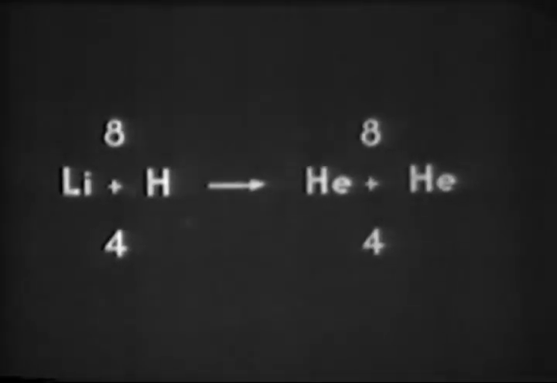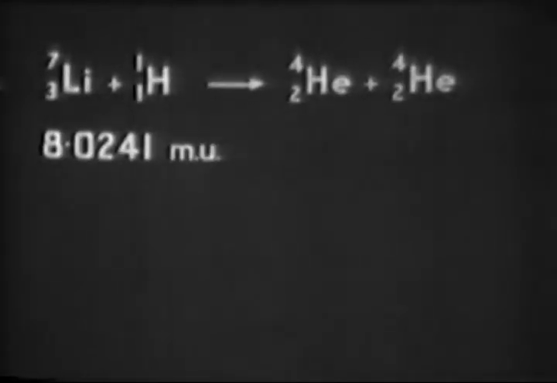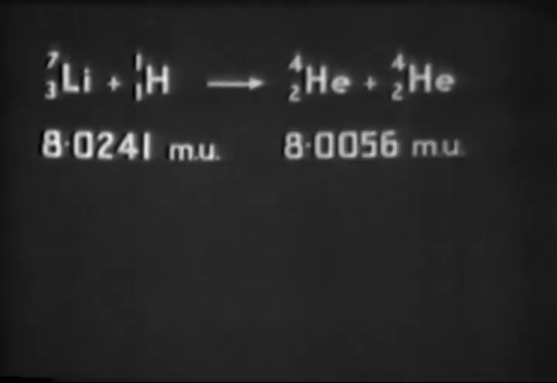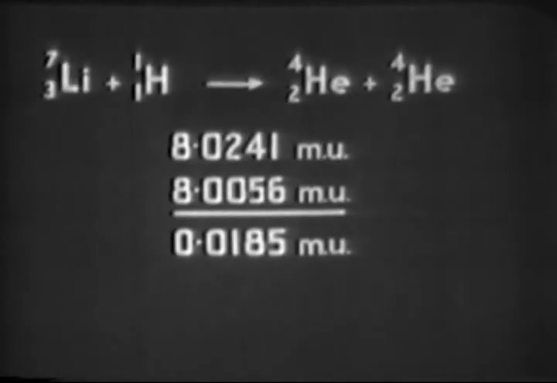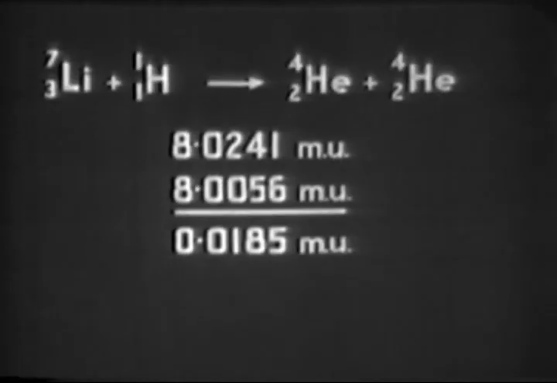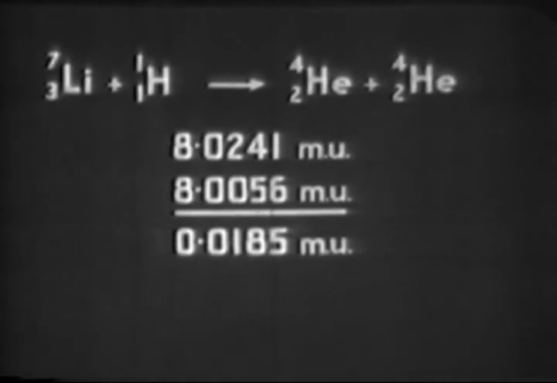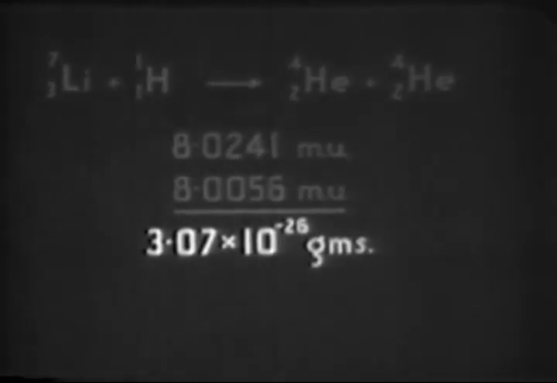The actual masses concerned in the reaction are known from mass spectra. On the left, they total 8.0241 mass units. On the right, 8.0056 mass units. There is a difference of 0.0185 mass units. Measured in grams, this amounts to 3.07 times 10 to the minus 26. It is this amount of mass which has been converted into the energy released in the reaction.